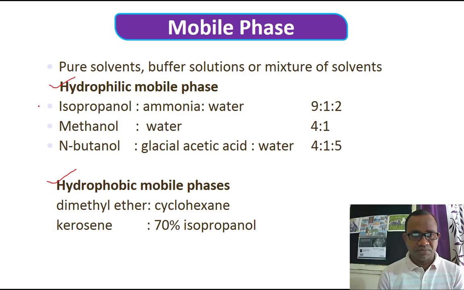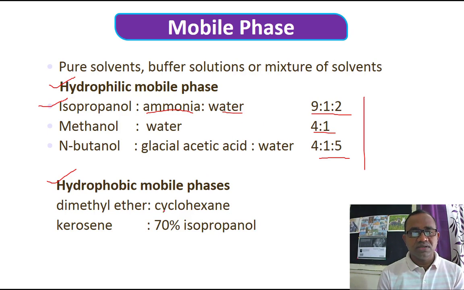Here you can see the mixture of different solvents: isopropanol, ammonia and water in this particular ratio; methanol and water in this particular ratio; and butanol, acetic acid and water together in this particular ratio, right? So different types of solvent systems mix together in a particular ratio.